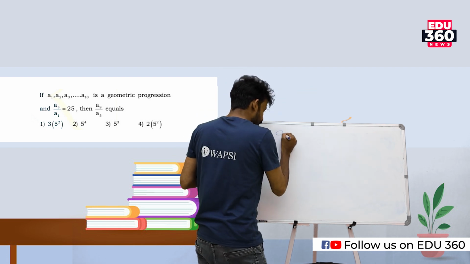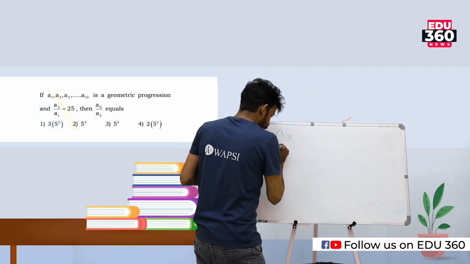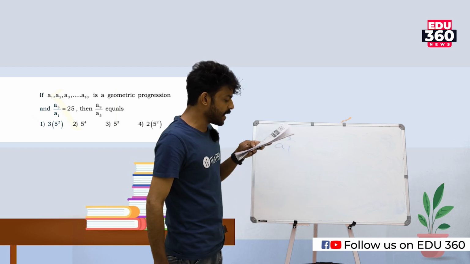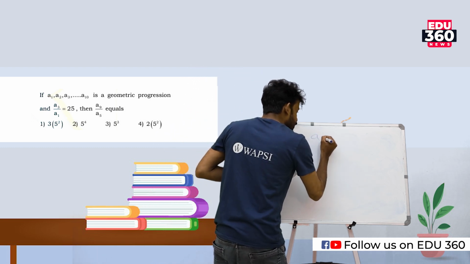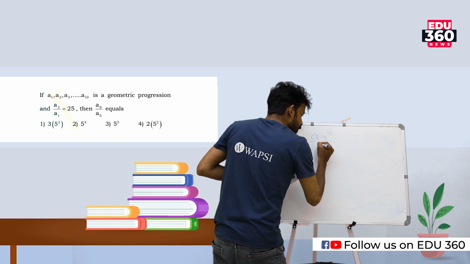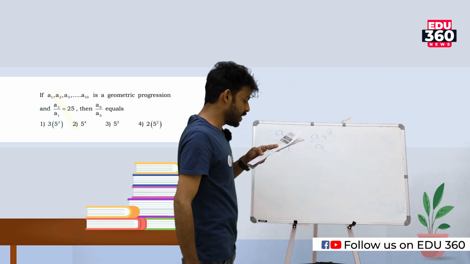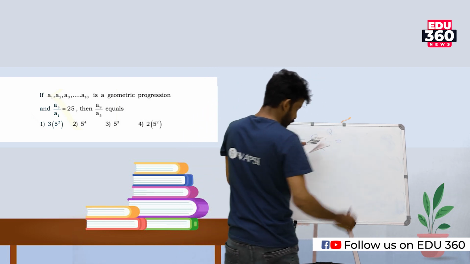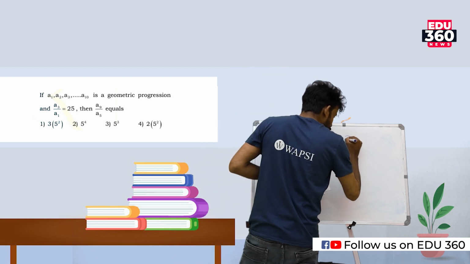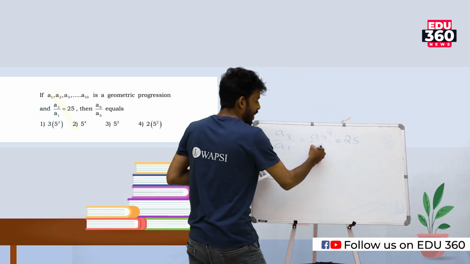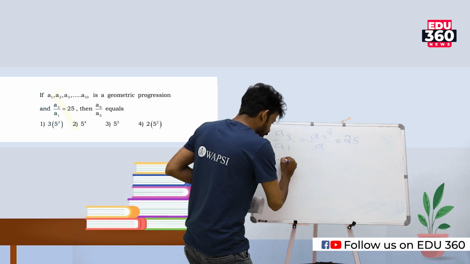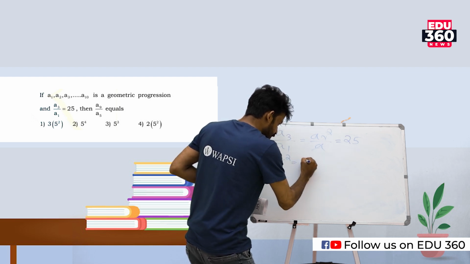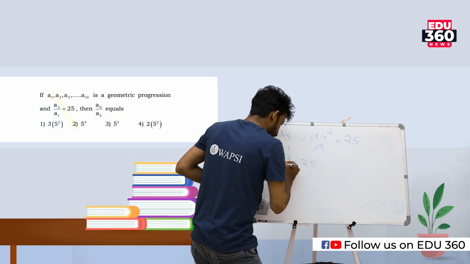So again we can write a3 by a1. a3 by a1 is equal to ar square by a. Just substitute here. It's already given in this question that the value is equal to 25. Just cancel this, so that r square is equal to 25. From this we can write r square is equal to 25.